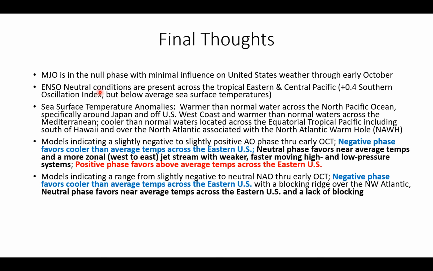We still are in the ENSO neutral conditions, okay? But I will say the CDAS data is showing a significantly below normal water temperature anomaly in the ENSO 3.4 region. And so I would expect once we meet the time criteria that we will go from ENSO neutral to a weak La Nina type situation here in the fall.